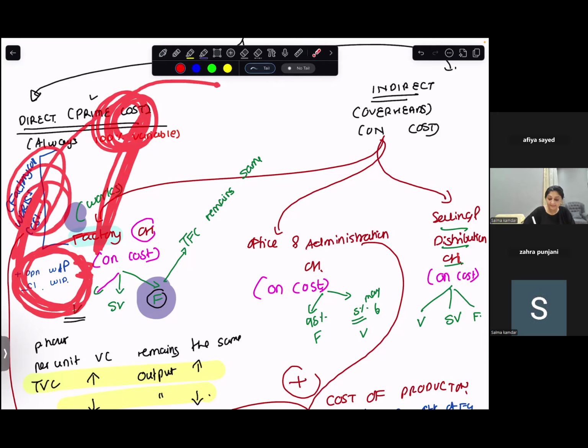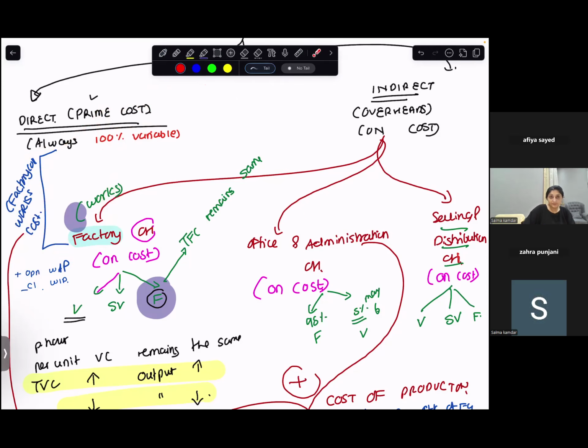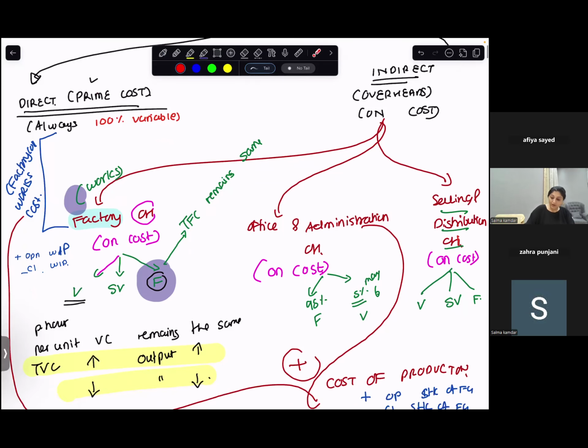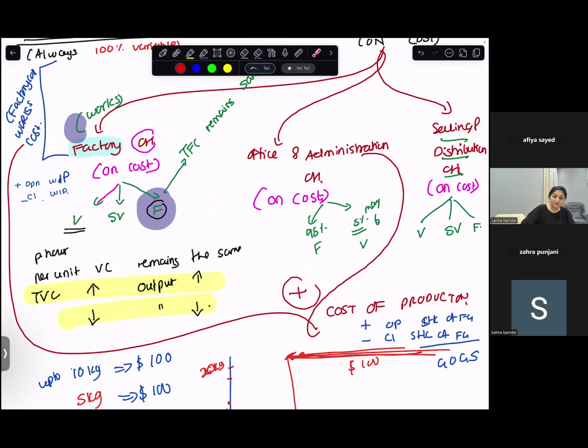Okay. Then we'll have to add the office and administration overheads, which will give cost of production. Cost of production gives the end of the cost sheet. Now from here, what starts? Statement of sales and profit. So from here, if I want to do anything per unit, I will divide it by the number of units sold.